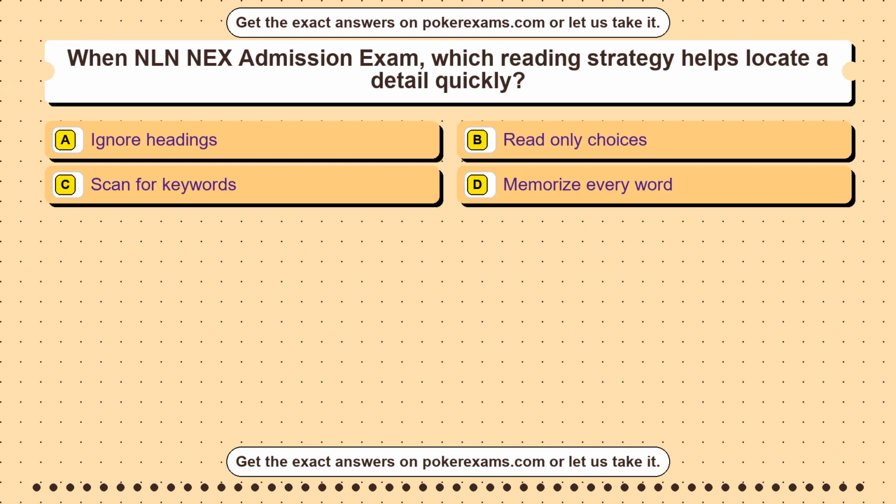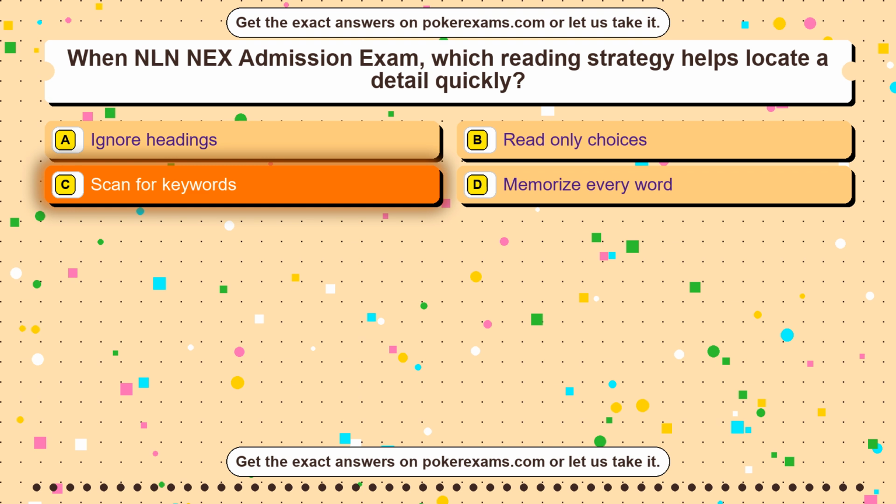Question 39. On the NLN NEX Admission Exam, which reading strategy helps locate a detail quickly? Option A, ignore headings. Option B, read only choices. Option C, scan for keywords. Option D, memorize every word. The correct answer is option C, scan for keywords.